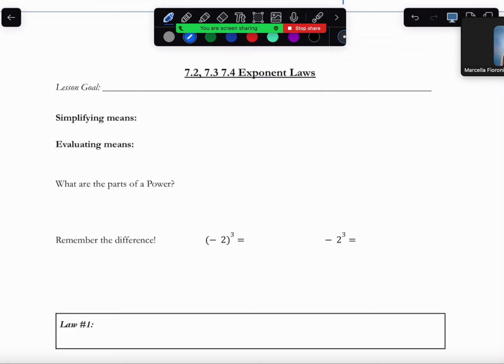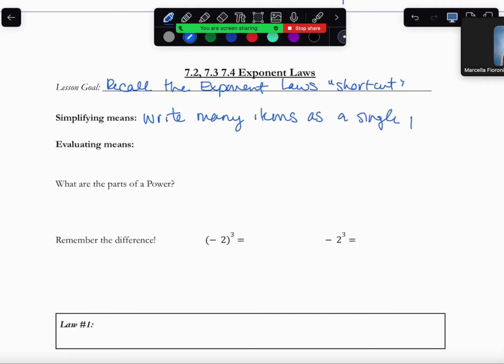Today our lesson goal is to recall, because you did learn these a while ago, the exponent laws. These are shortcuts that will help you simplify exponents. What does simplifying mean? Simplifying means to write many powers as a single power. I'm going to rewrite this. Write many powers as a single power. We're going to define this in a second. Evaluating means put in your calculator and get a number.